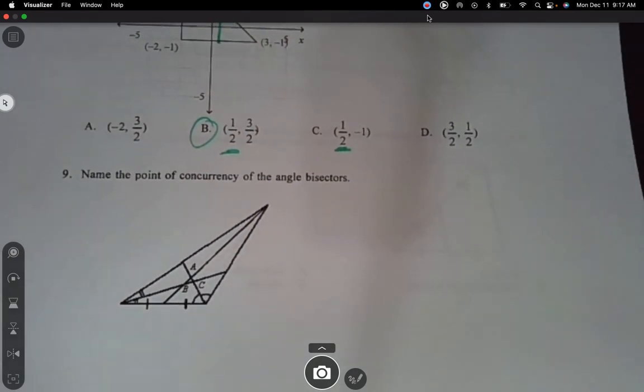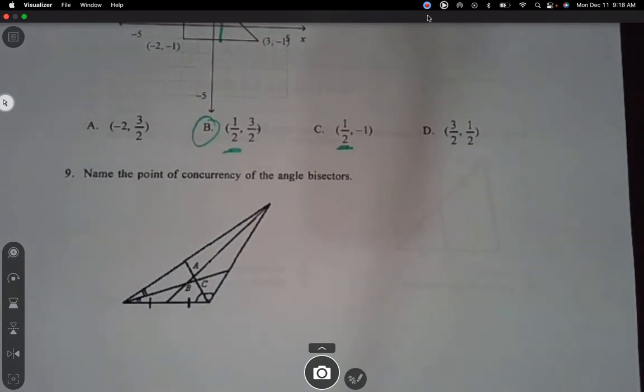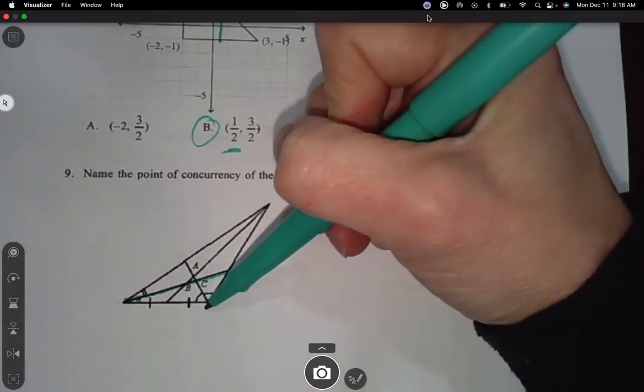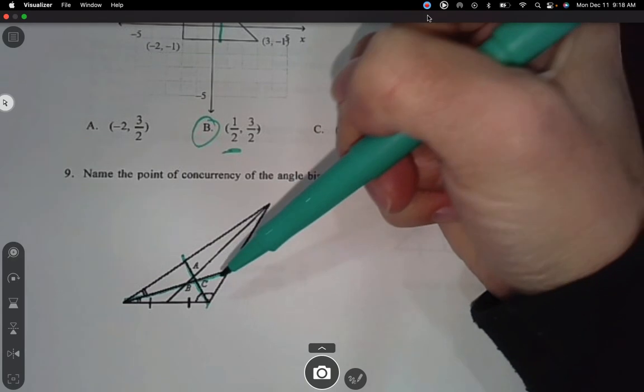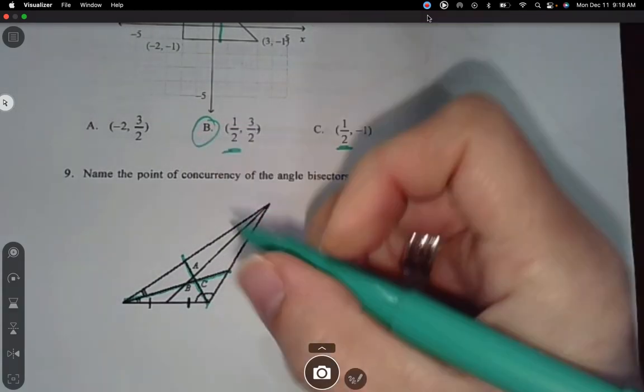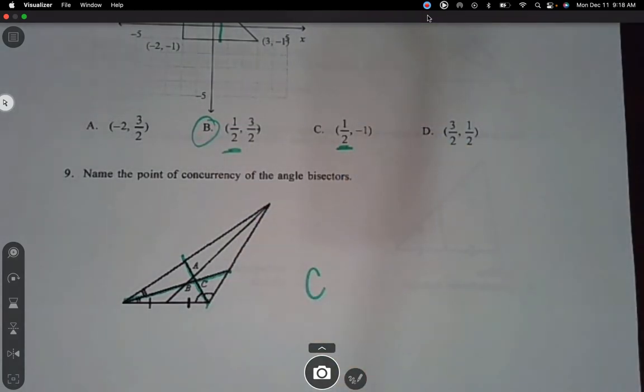Number 9. The main word right here is you're looking for the point of concurrency. You might not know what concurrency is, but look for the angle bisectors. Okay? Do y'all see 2 angle bisectors? Where 2 angles are split? So it's this one right here. That's an angle bisector. And that's an angle bisector. What point did they cross at? C. That's the same thing. I think that was on your quiz, and I think that one was on a worksheet. They cross at point C.